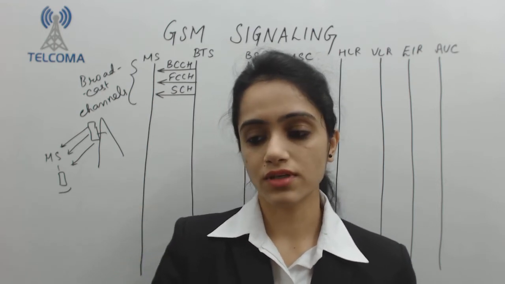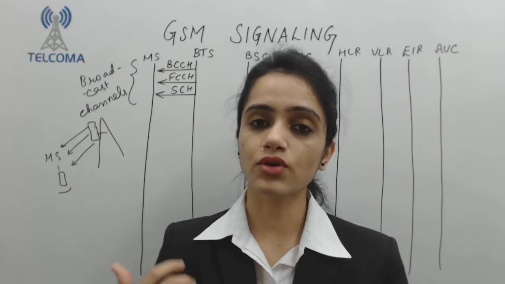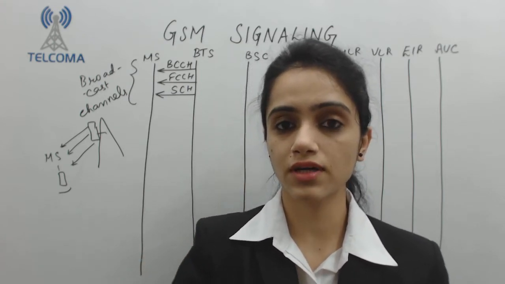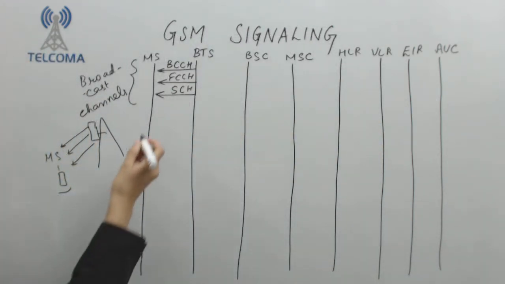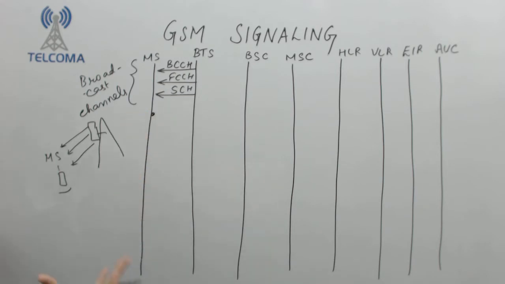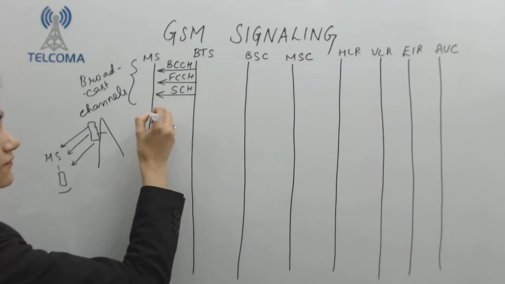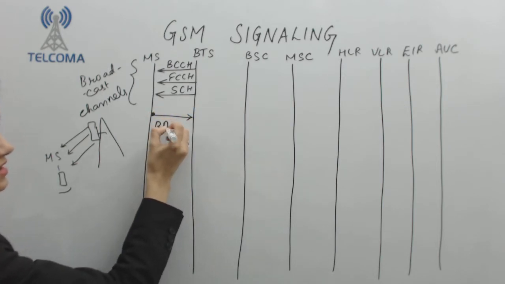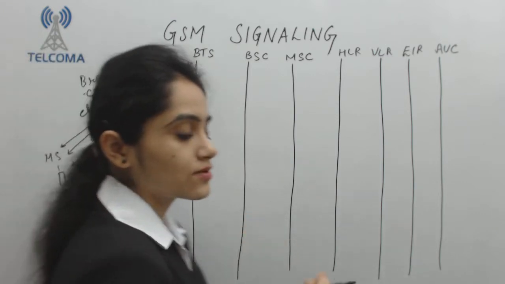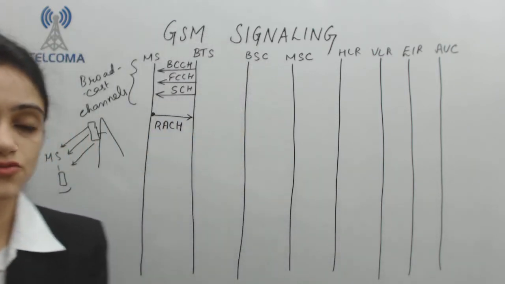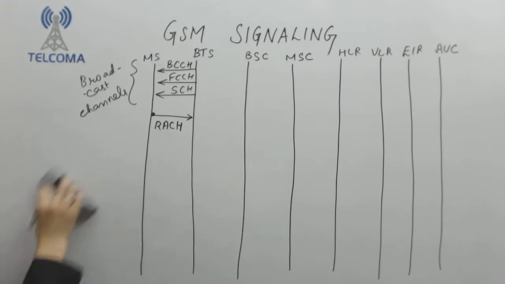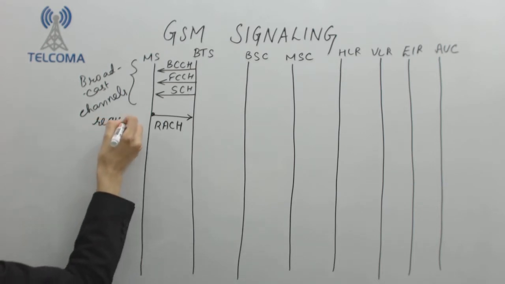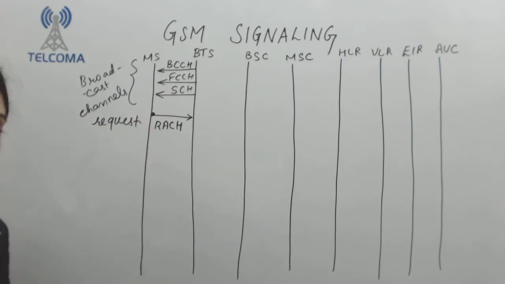Now what if I just want to call anybody? That means I want to access the network, I want to use the network. So the very first is the request channel. So I started calling, that means I want to initiate a call, I require a signaling process. So the very first channel is RACH, that means the request channel, which is the random access channel. I will forward a request to access, and that request is with the help of RACH, random access channel.